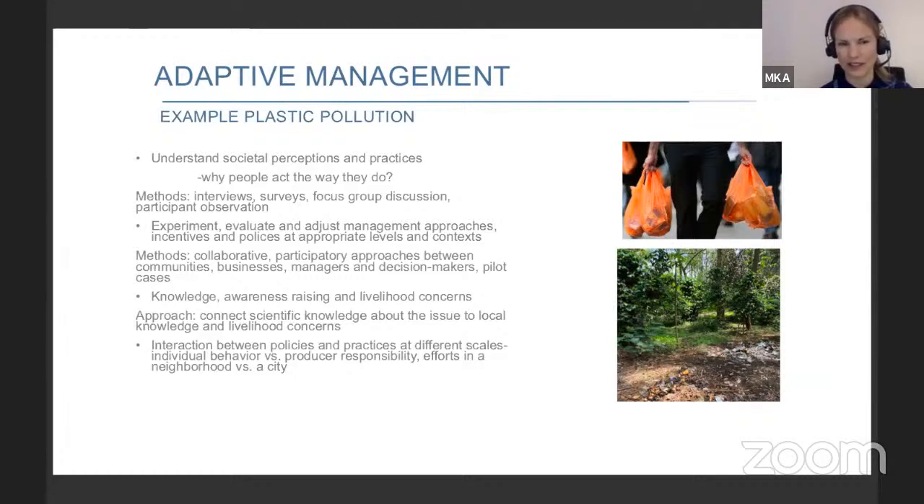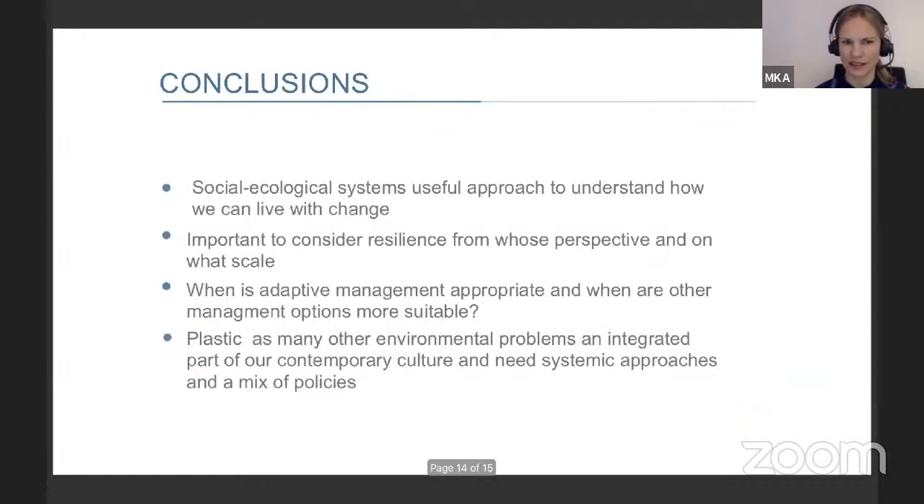And it's also, of course, important to be aware of the interaction between policies and practices at different scales. We heard that individual behavior can be important, but so are producer responsibilities. How these can either support or undermine each other is important to analyze. And also what works in a neighborhood could be scaled up to a city or vice versa. Yes, so that's just a brief example of how we may think of plastic pollution in an adaptive management kind of mode. And if we move to the next.